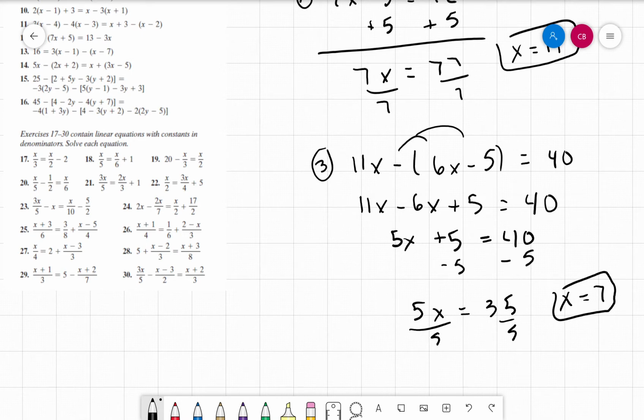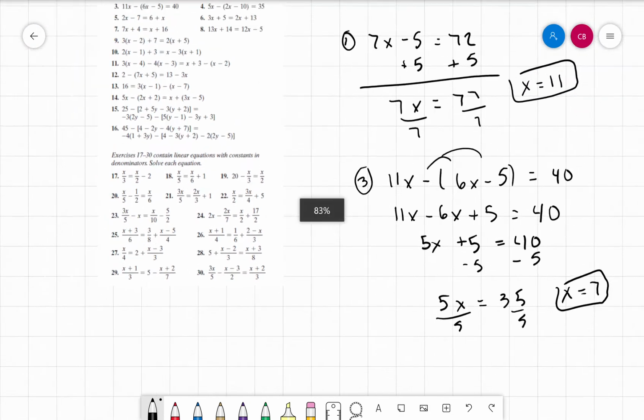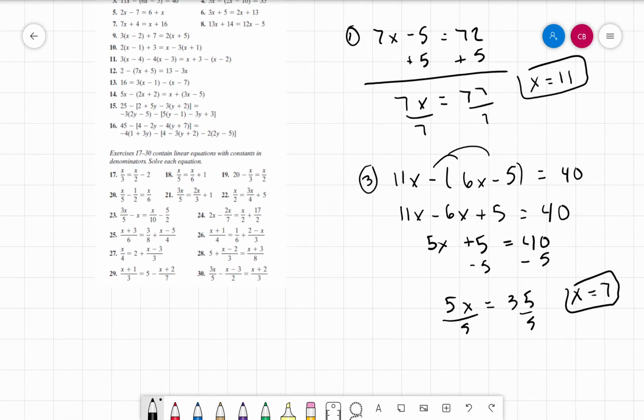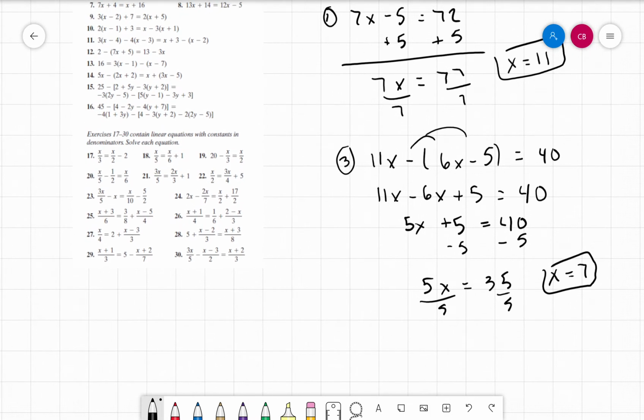Okay, so it's kind of just a game of getting the x's on one side and the numbers on the other, and remembering all the order of operations rules. Although, I guess you don't really follow them 100% of the time. Let's do number 9.